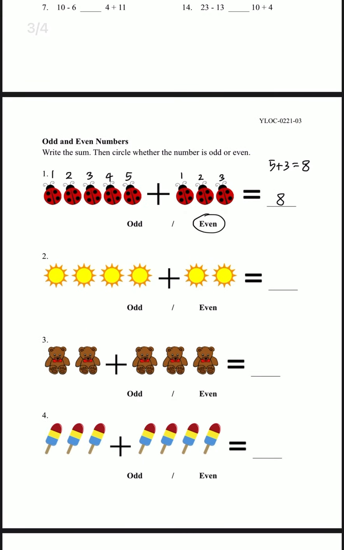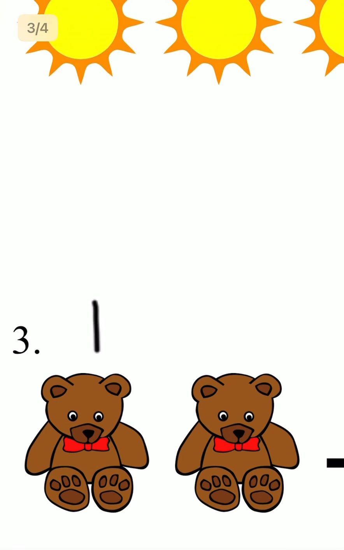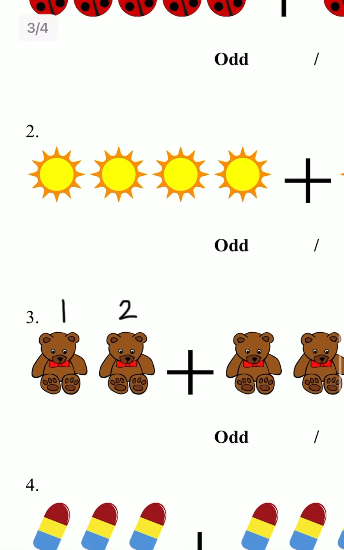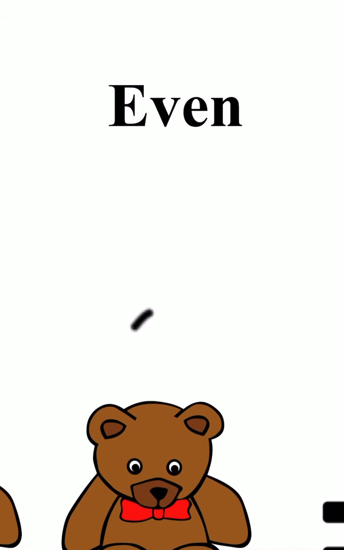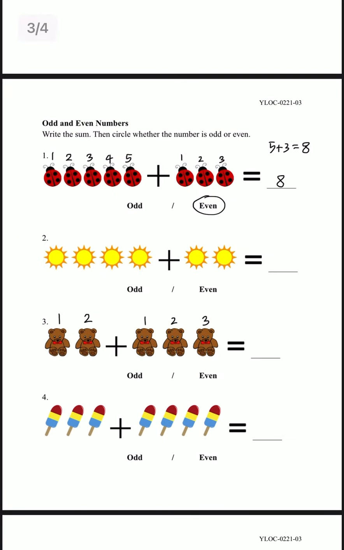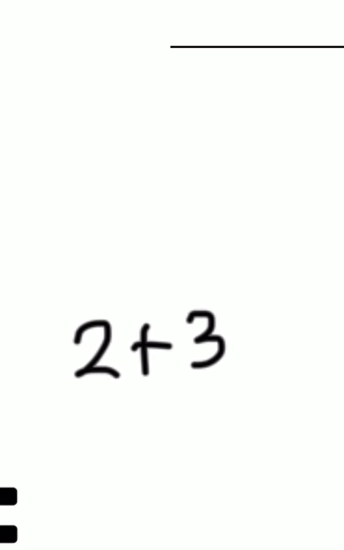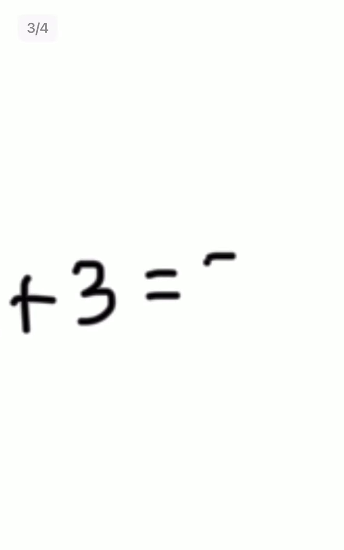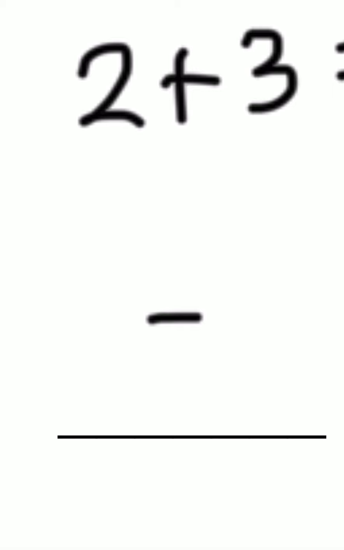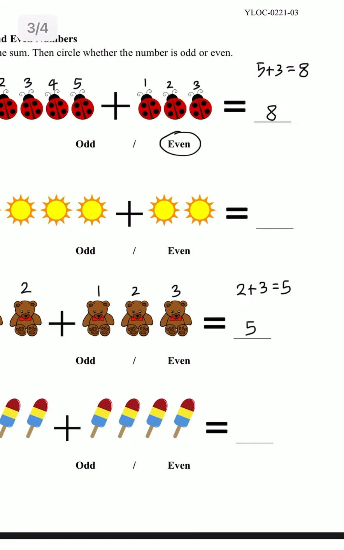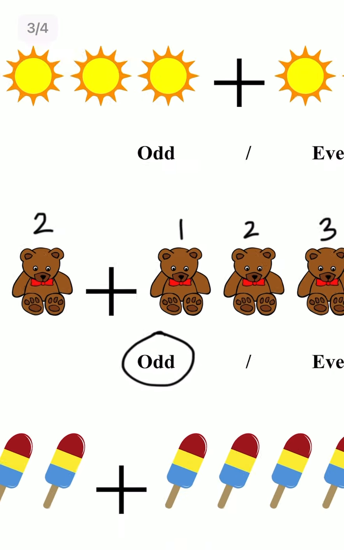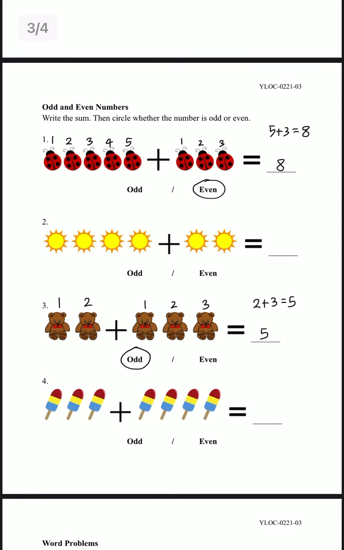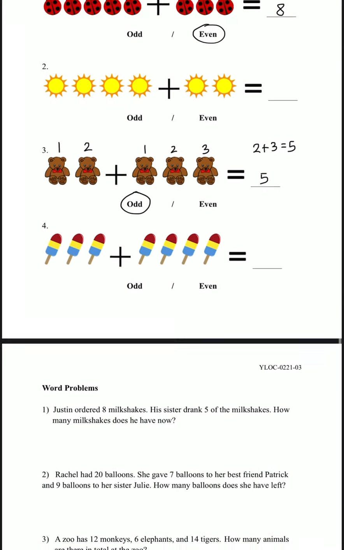Let's look at number 3. We have 1 and 2 on this part, and we have 1, 2, and 3 on this part. And when we add 2 and 3, we get 5. So the answer is 5. 5 is an odd number, so we have to circle odd. Let's move on to the next page.